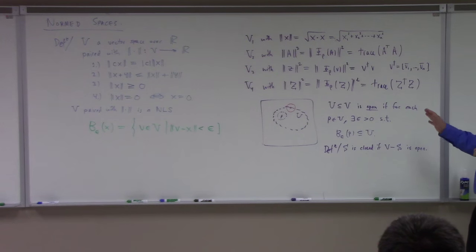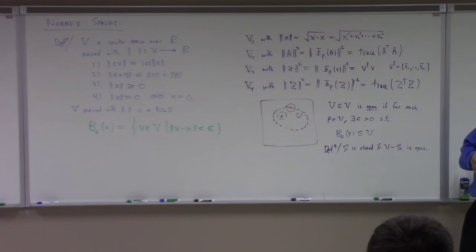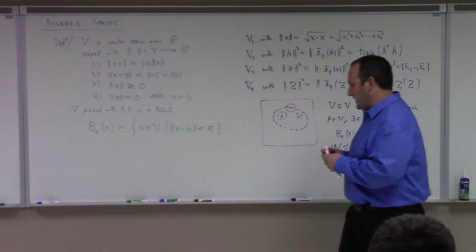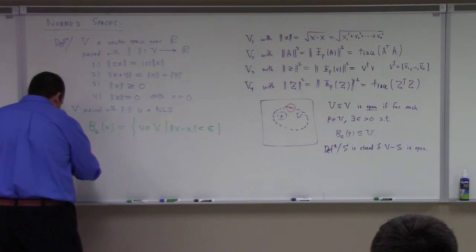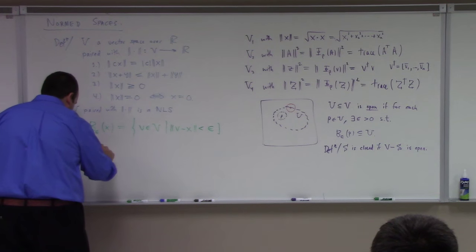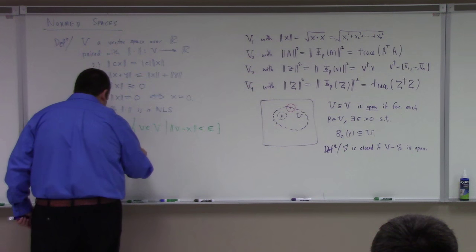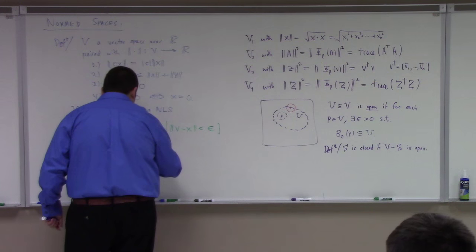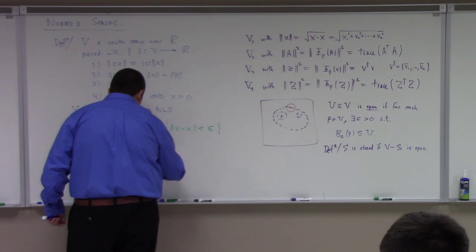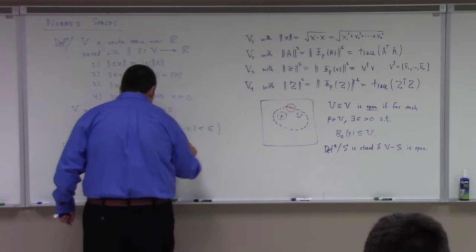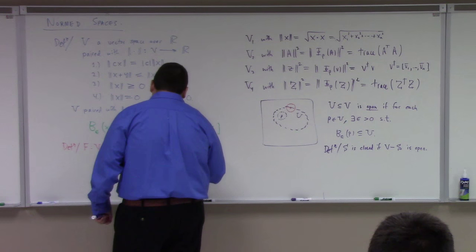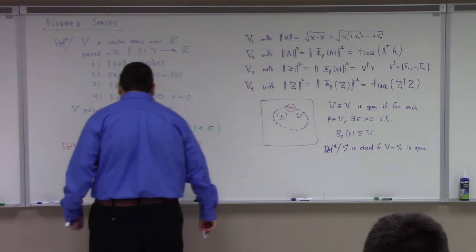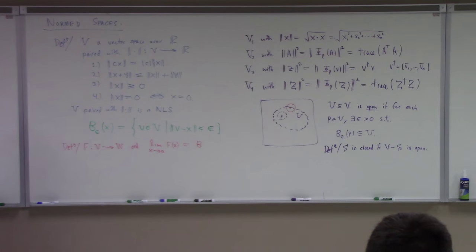So, getting back to it now, what's our definition of limit then? What do we mean if I say the limit? Suppose I've got a function from one normed linear space V to another one W, and I want to say the limit as x approaches a of f of x is equal to b. What should that notation mean?